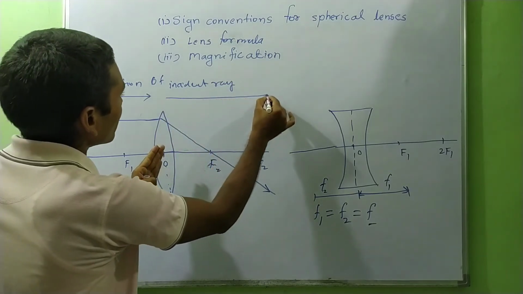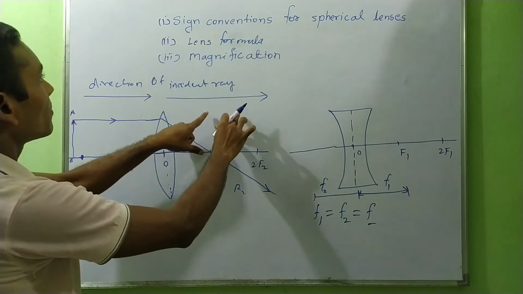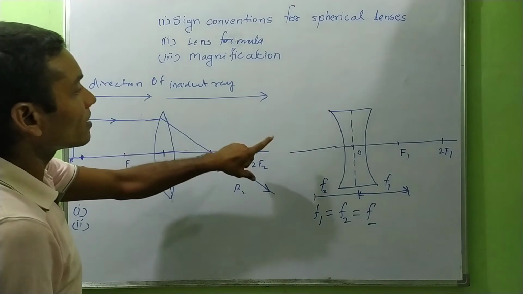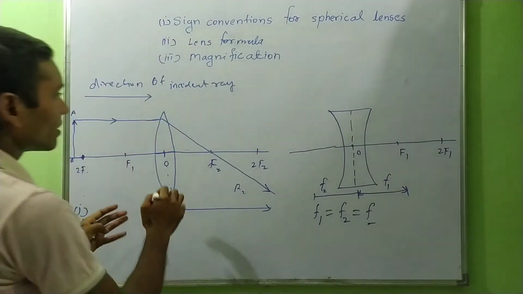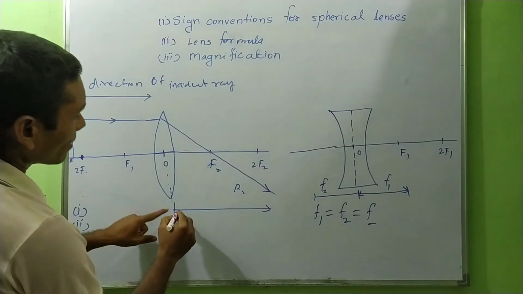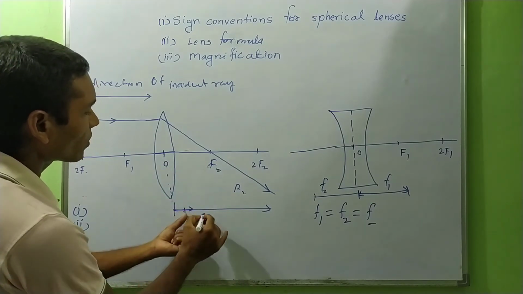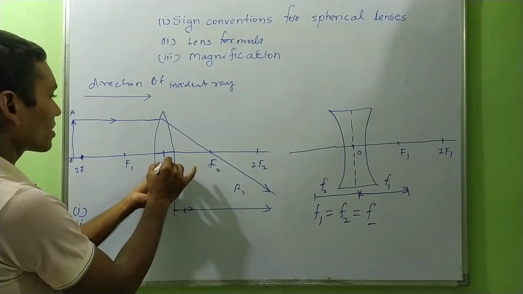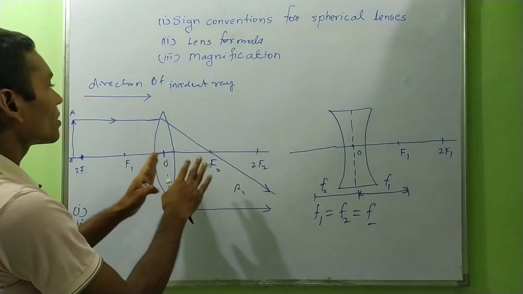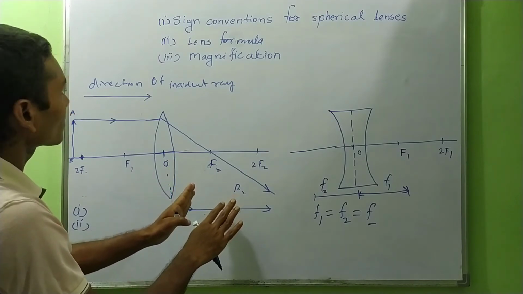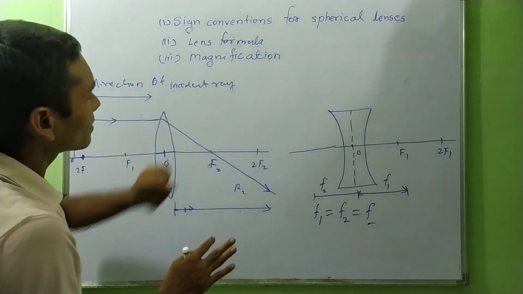The distances in the right hand side of the lens will be measured in the same direction as the incident ray. It means if distances are measured in the right hand side of the lens, then we measure along this direction: 1 centimeter, 2 centimeter, 3 centimeter. So we are measuring from this point, and on the right hand side of the lens the distances are in the same direction as the incident ray.